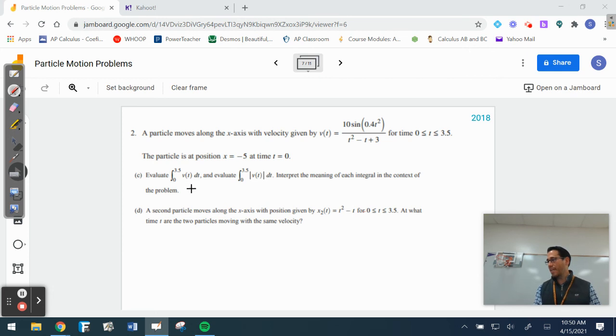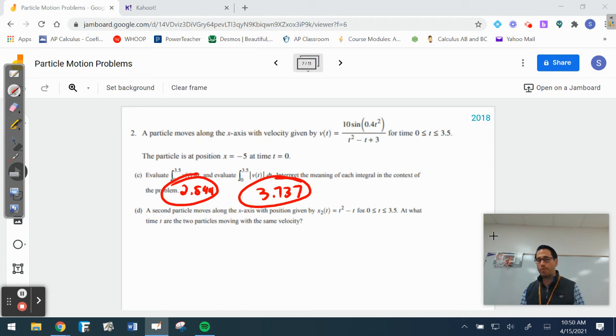So I'm going to give you the answers. This answer here was 2.844, or 3, depending if you round or truncate. This is 3.737. Boom, boom. So here we go. Let me give you the reasons.